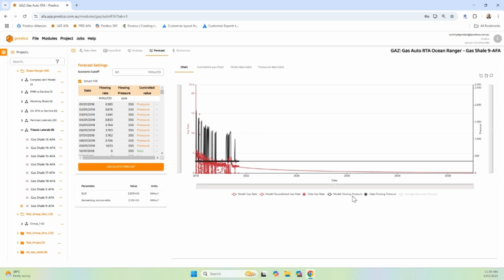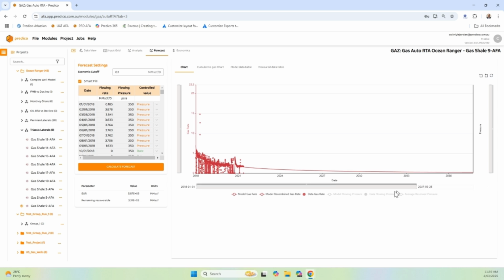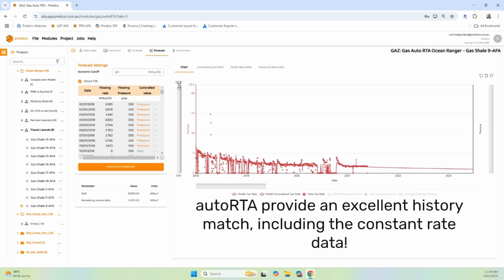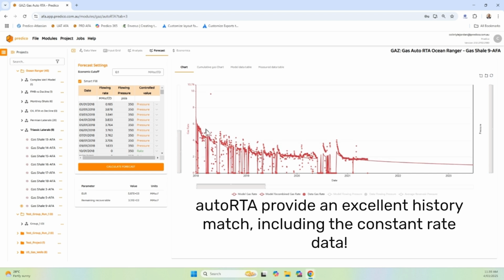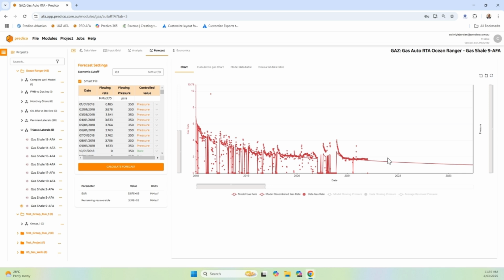So let's take off some of this information and do a quick zoom in. The RTA model has mimicked the transient spikes, has caught the shut-ins, it has almost perfectly caught the late time pressure data or rate data, and will provide a far more reliable number than anything a decline would produce.